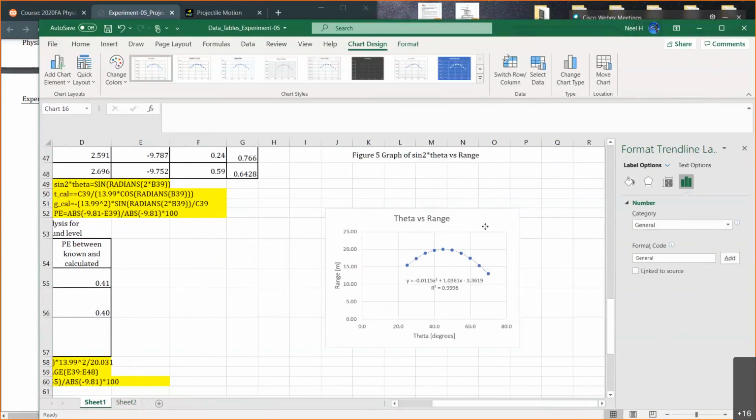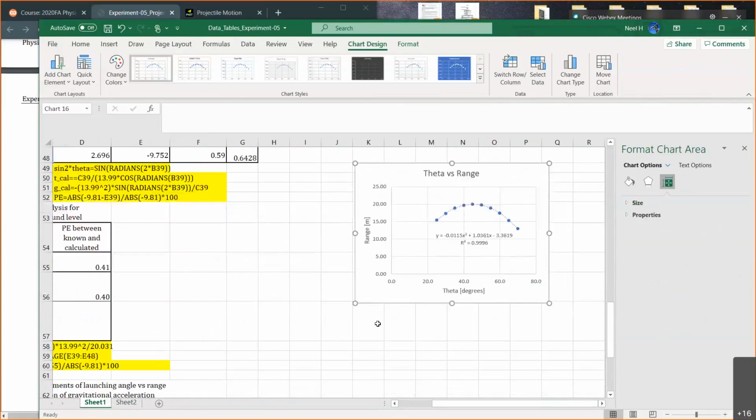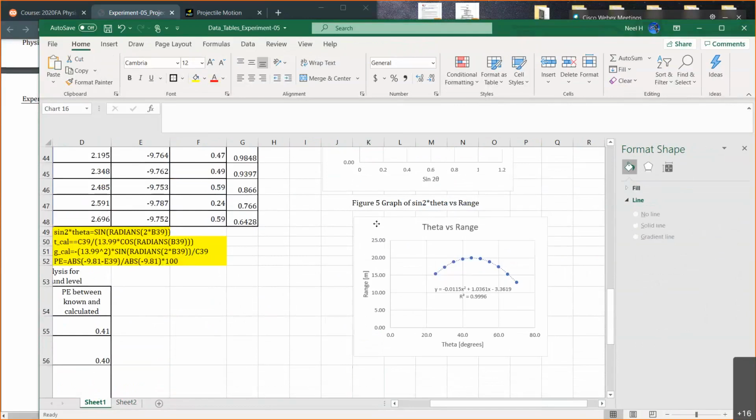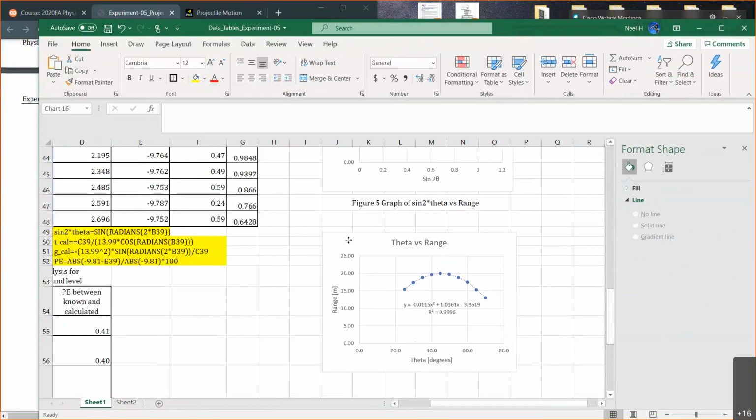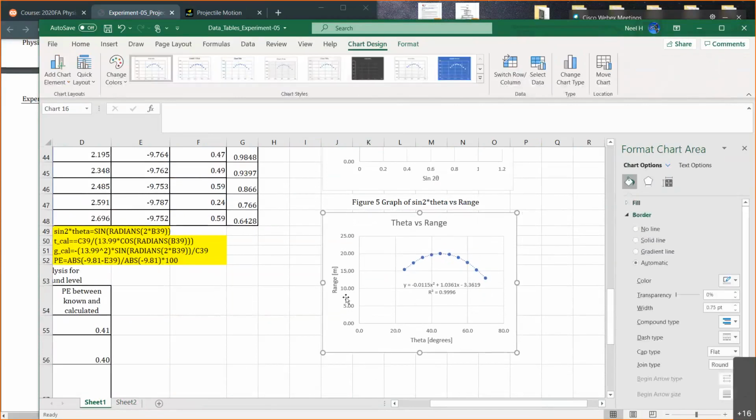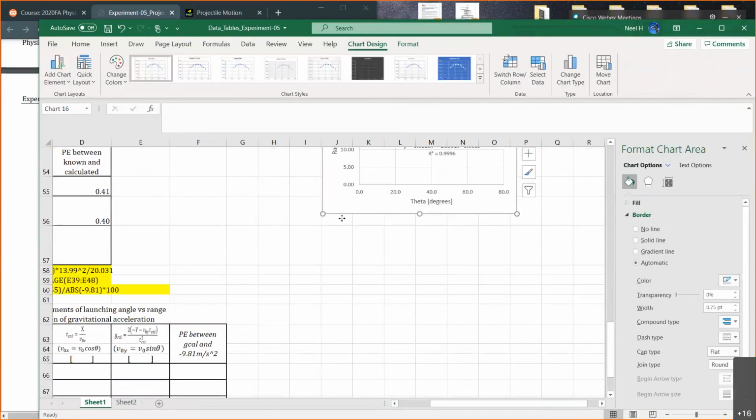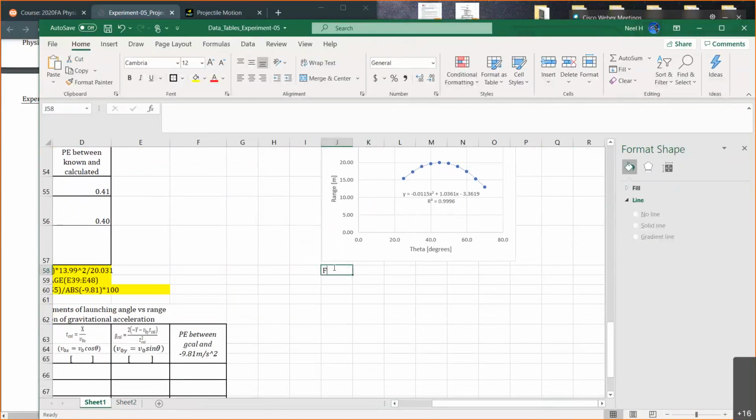So now this is going to be our figure number 6. Question. Let's name it here, our figure number 6. Figure number 6, this is going to be theta versus range. You can write it down more details if you want to for projectiles from the ground. Okay, question.